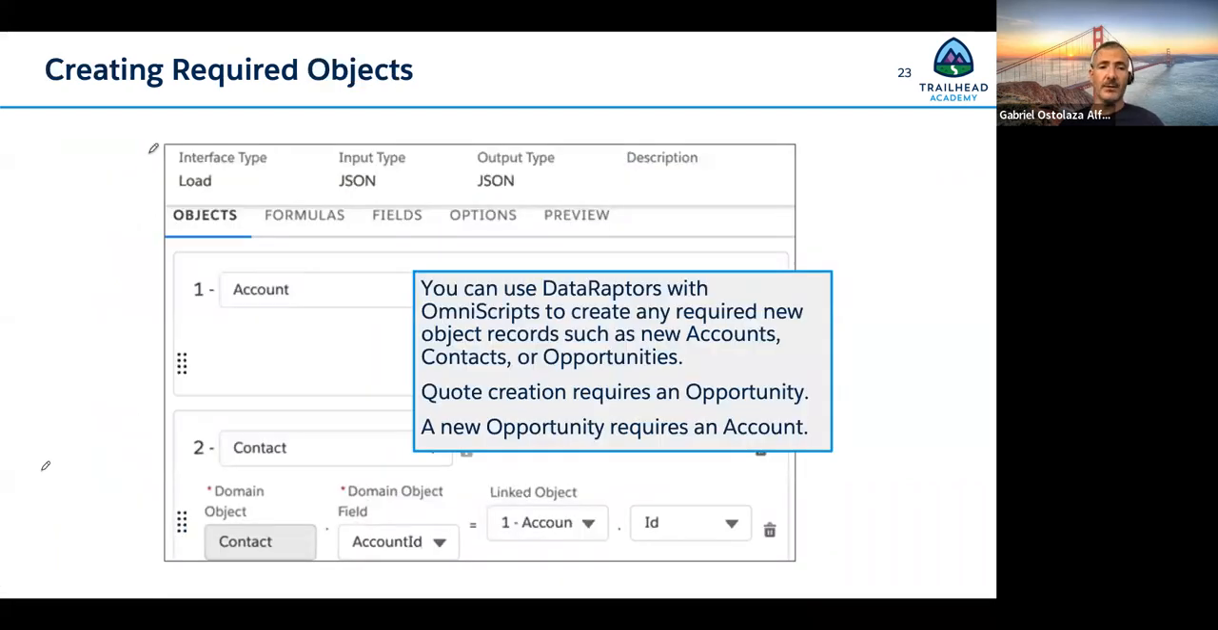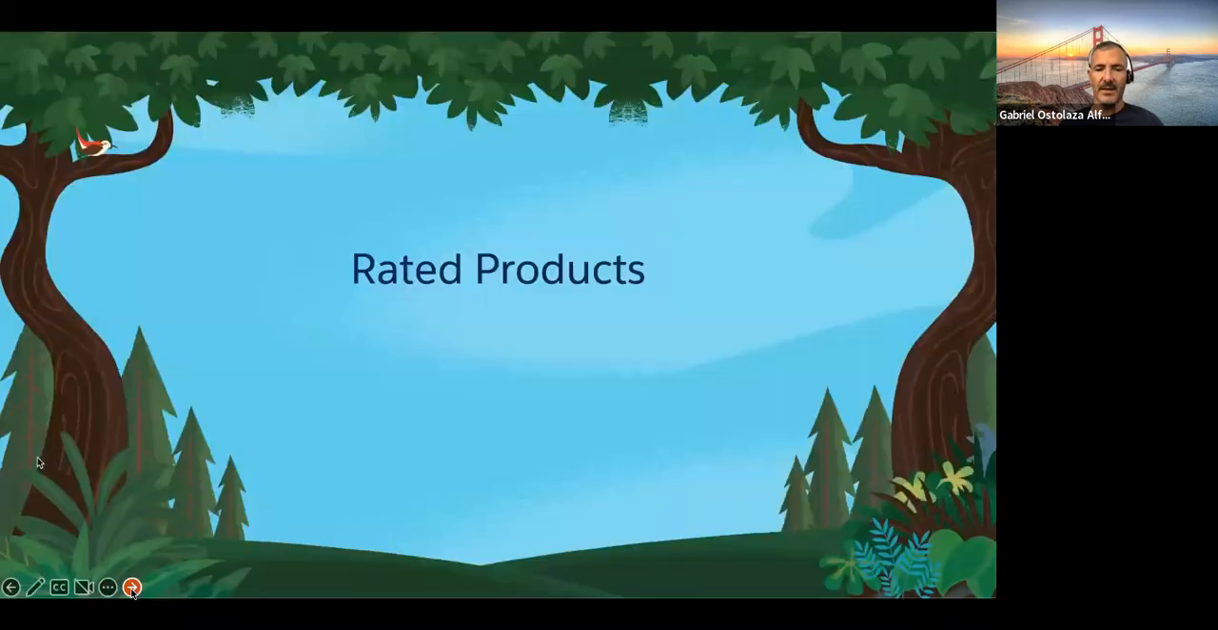You can also use DataRaptor loads in order to create elements that you need. For instance, we are going to create an account and a contact. This Omniscript that we are going to build assumes that it is not a context Omniscript. You don't need to enter any context ID and it will be launched from any page, right? Because an internal DataRaptor load is going to create for us an account and a contact with the data that has been entered in the Omniscript. We will see that.